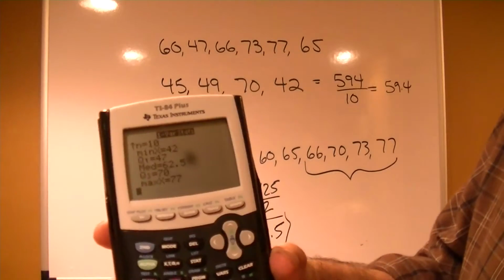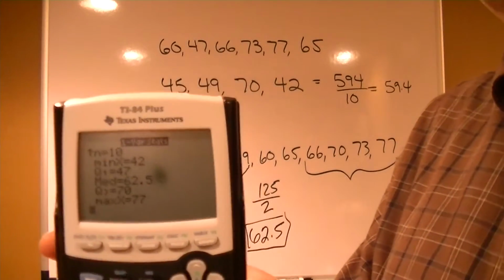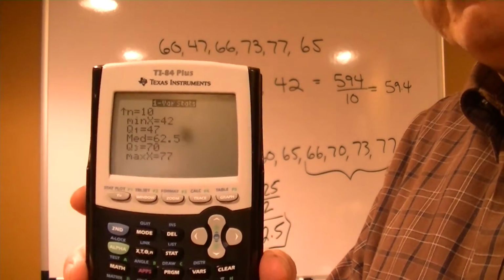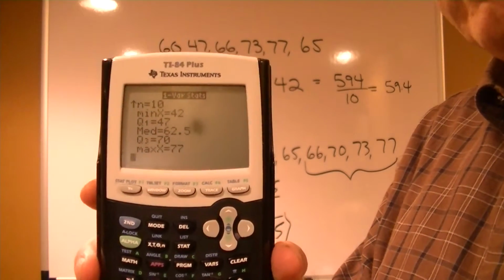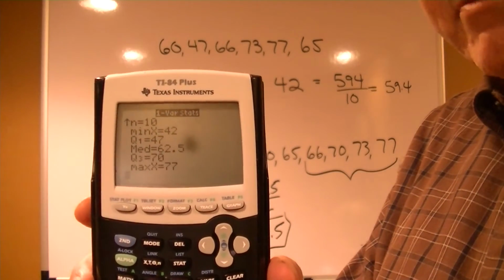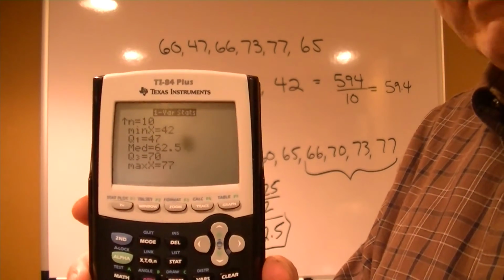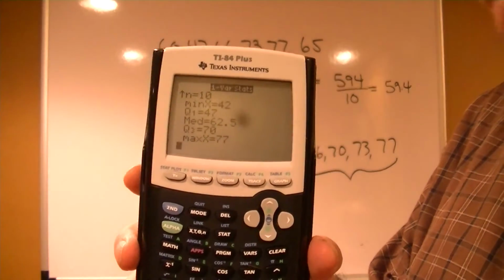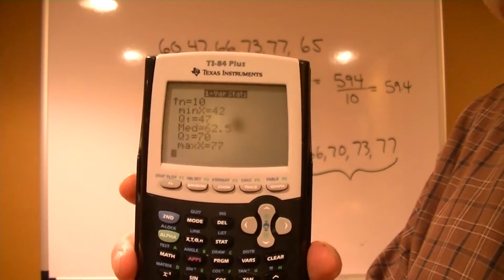MED is 62.5. That's the median. And that's what we found doing it manually. Okay, so there we've got the mean and the median on the calculator. Rewind the tape as much as you need to go over this. I'll probably do 1 or 2 more, maybe. And let's try it out.